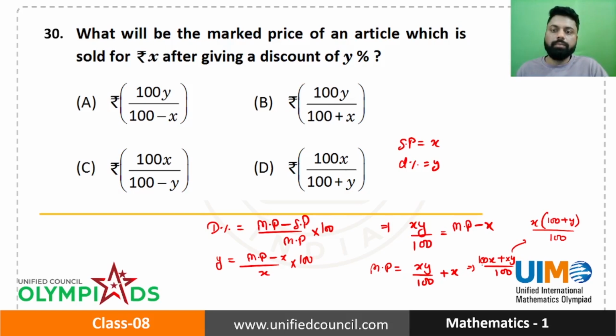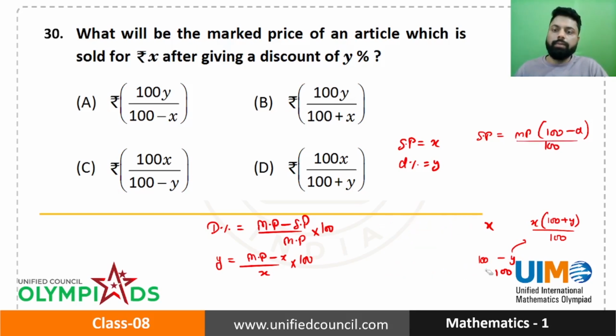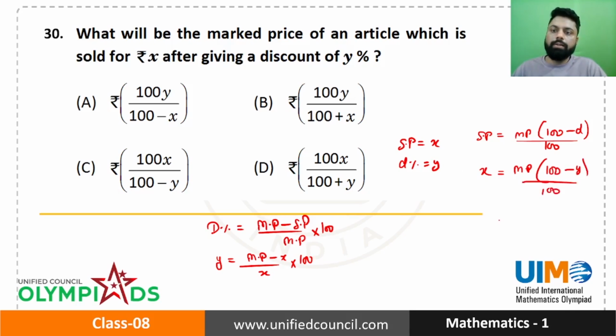And we know one more formula, that is selling price is equal to mark price multiplied by 100 minus d upon 100. This is one of the formulas. So with the help of this we can actually get the answer. So selling price x is equal to mark price multiplied by 100 minus y upon 100. So mark price is equal to 100x upon 100 minus y. That means the option is the correct answer, and this is how we can solve the question.